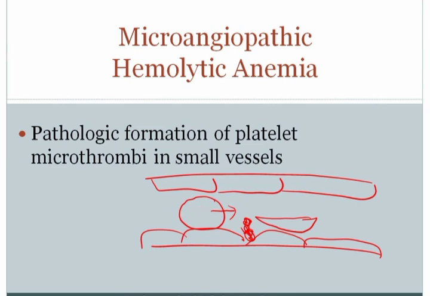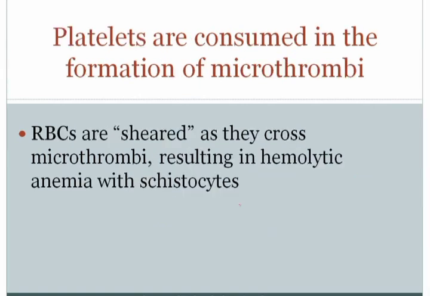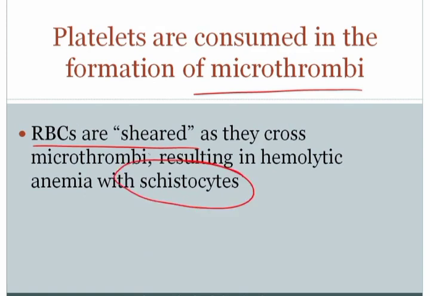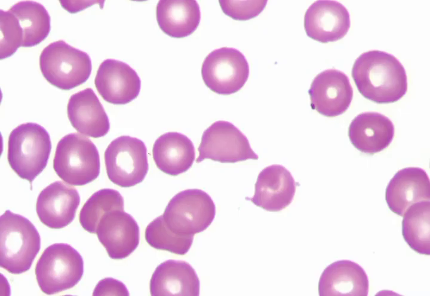Now, what are the complications going to be? Why don't we start by asking, why am I talking about this disorder in the context of primary hemostatic problems? Well, as these microthrombi are formed, we're going to consume platelets. So you're going to use up platelets when these abnormal microthrombi are formed. And so that's what I say in your book, that platelets are consumed in the formation of microthrombi. And of course, then the red blood cells will be sheared as they cross those microthrombi, resulting in the formation of schistocytes.